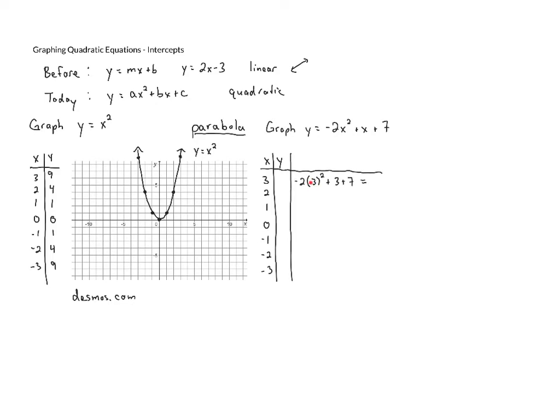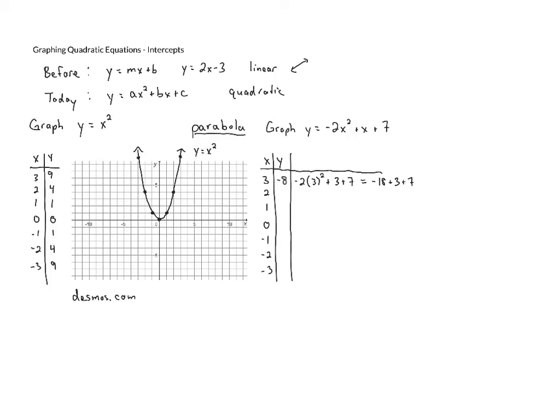Now, 3 squared is 9. And negative 2 times 9 is negative 18. So that term is going to be negative 18. So we've got negative 18 plus 3 plus 7. Negative 18 plus 3 is negative 15. And then negative 15 plus 7 gives us negative 8. So in the end, we have y equals negative 8.